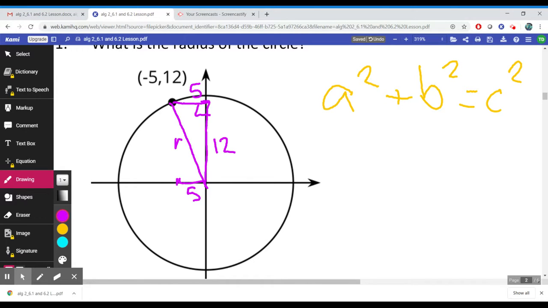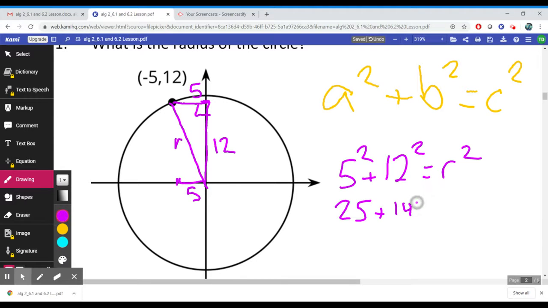So we can use the Pythagorean theorem here to find what this distance is. Pythagorean theorem says that the legs squared and added together have to equal the square of the hypotenuse. So my first leg is 5, so 5 squared, plus my second leg is 12, 12 squared, has to equal my radius squared. Now all I'm going to do is simplify my left-hand side, take the square root of both sides to find what the radius is. So 5 squared is 25. 12 squared is 144. Equals r squared.